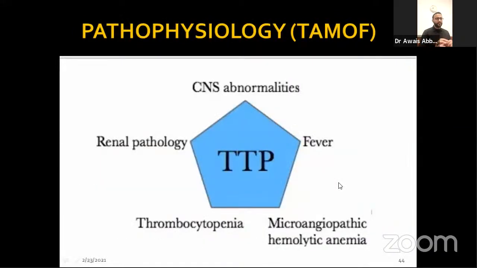So this is the pentad of TTP. Just for a brief revision, we get fever, CNS abnormalities, renal pathology, thrombocytopenia, and microangiopathic hemolytic anemia. So this is the pentad of TTP.